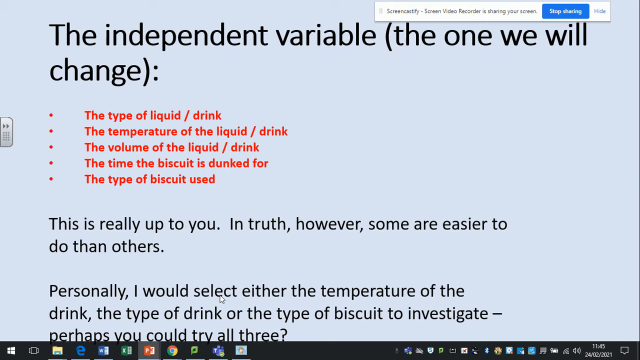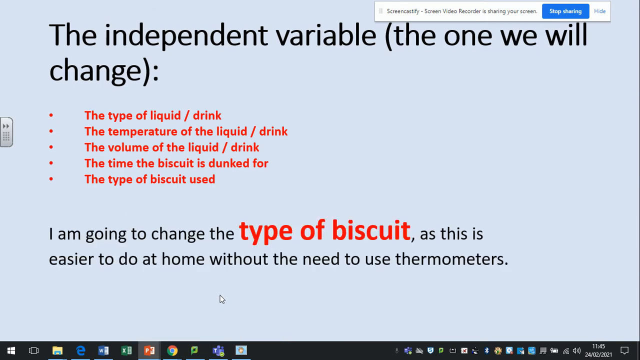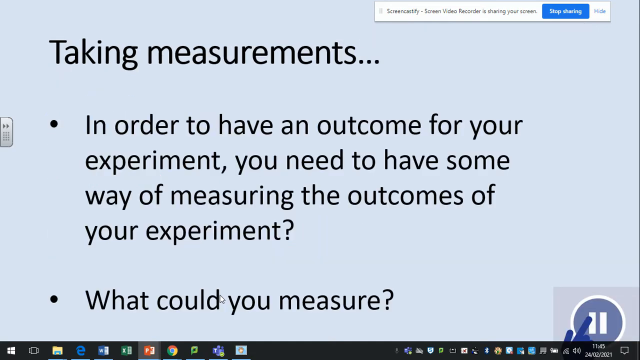So I would also possibly use the temperature, but it's easier to have thermometers to be able to do that. So for me, biscuit type's the easiest. So, taking measurements. Okay, you decided what things could be changed. You decided that I'm going to focus on the independent variable of the biscuits. That's the thing I'm going to change. Everything else then is going to be kept the same.